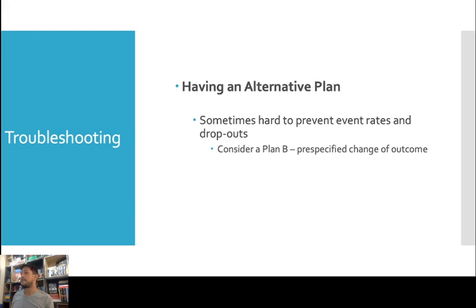Well, the most important lesson from this study is, in my opinion, having an alternative plan. Sometimes it's really hard to predict how event rates will behave, and also to estimate the dropouts. So we should have an alternative plan for that. In this case, plan B was a pre-specified change of outcome.